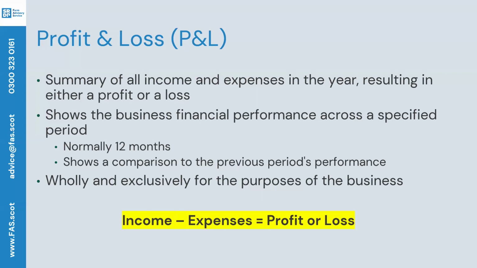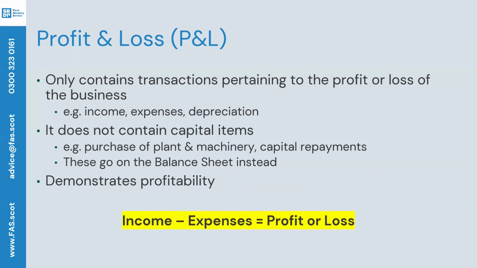So effectively, the profit and loss gives a summary of everything that's happened within that 12-month period. It only contains transactions pertaining to the profit or loss of the business. So what do those transactions look like? In really simple forms, we've got our income. So all the things that you sell, all the income that you receive, whether that's rental, subsidies, whatever that might be. We take off your expenses.